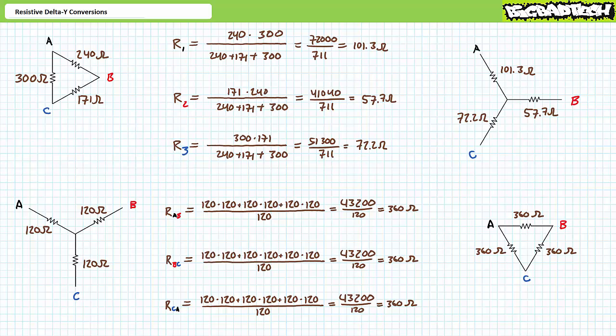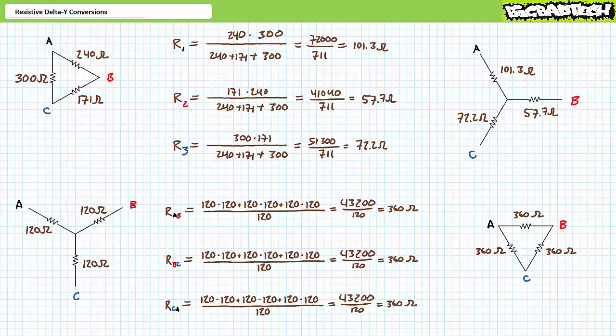In summary, resistance elements for an equivalent balanced Y configuration are 1/3 the magnitude of resistance elements in a balanced delta configuration. Conversely, resistance elements for a balanced delta configuration are 3 times the magnitude of resistance elements in a balanced Y configuration. These make great shortcuts when presented with balanced networks.